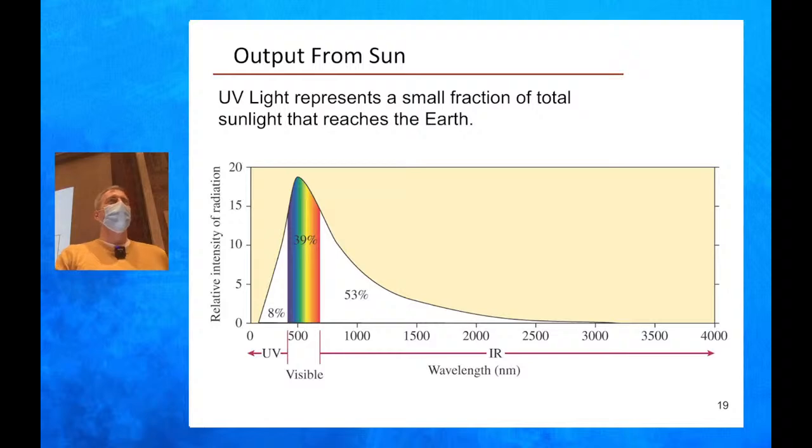So the sun puts out all kinds of different wavelengths of light, and this is a solar spectrum. So it shows what wavelengths of light the sun emits. Fully 53% of the energy from the sun coming to Earth comes in the form of infrared light. And this is light that we are not able to see with our eyes, but when we absorb it, it causes us to feel warmer.